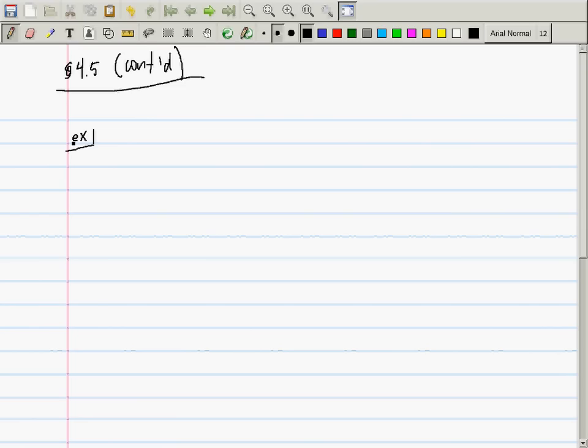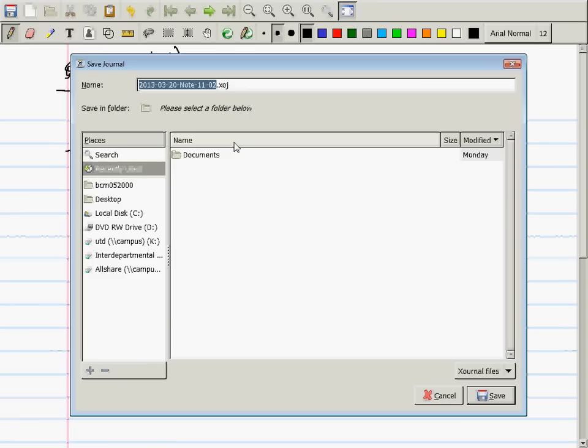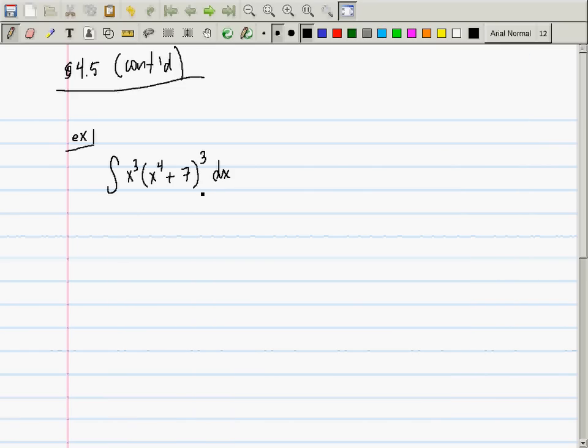Okay, so for example, how about the antiderivative of x cubed multiplied by x to the fourth plus 7, and then this will be to some power like 3 dx. So the purpose of this problem is, for one thing, to get you to use substitution, but for another thing, it's designed so that it almost looks like you should algebraically multiply this out. You might think, I could multiply that out.